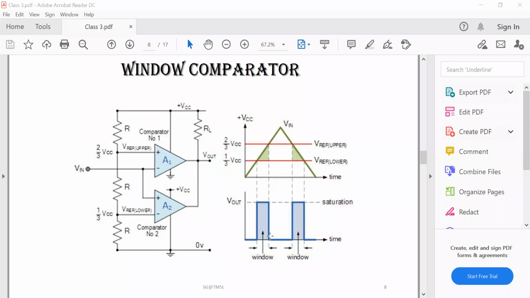So we can see here that as V in passes above or below the upper and lower reference levels set by the two op-amp comparators, the output signal V out will be high or low. In this example, we have set the upper trip level at 2/3 VCC and the lower at 1/3 VCC, because we use three equal value resistors. But it can be any values we choose by adjusting the input threshold values. As a result, the window width can be customized for a given application.